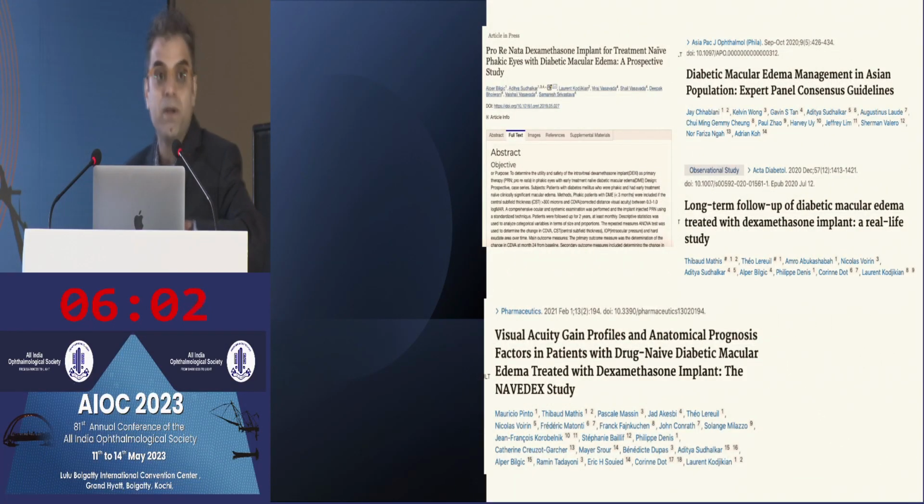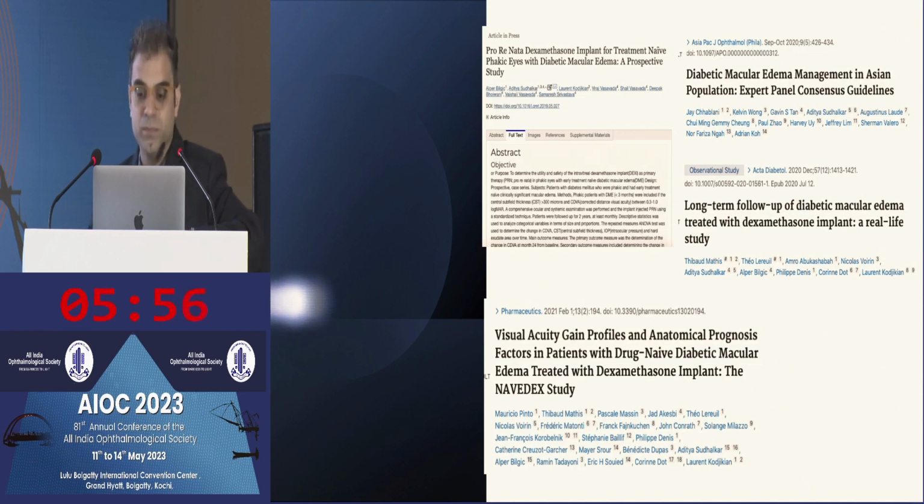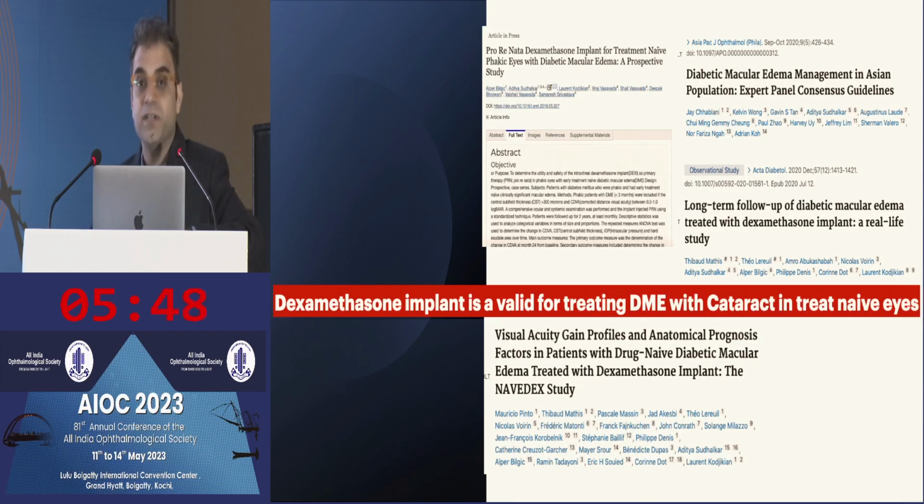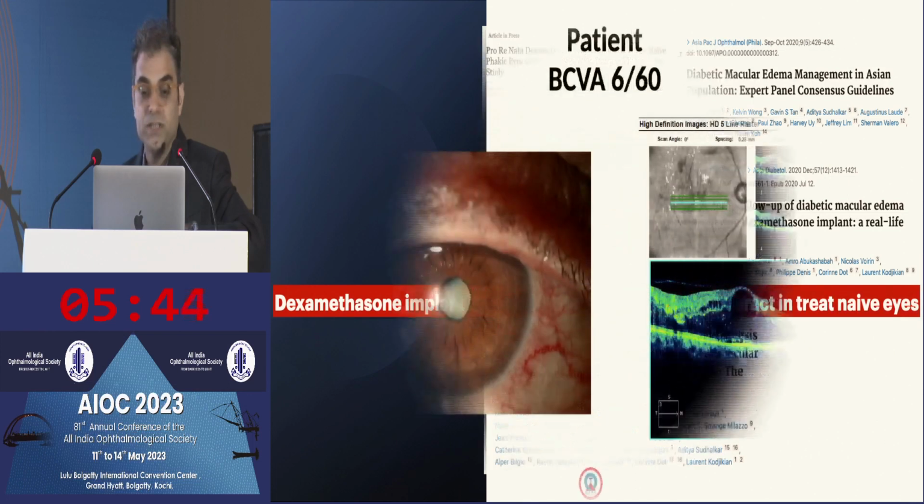So we are a part of a research team, and Dr. Aditya Sudhalkar has done a lot of research on the dexamethasone implant, and he has concluded with the other colleagues that the dexamethasone implant remains a very valid option in treating diabetic macular edema along with cataract surgery in treatment naive eyes. So let us start with the clinical cases.